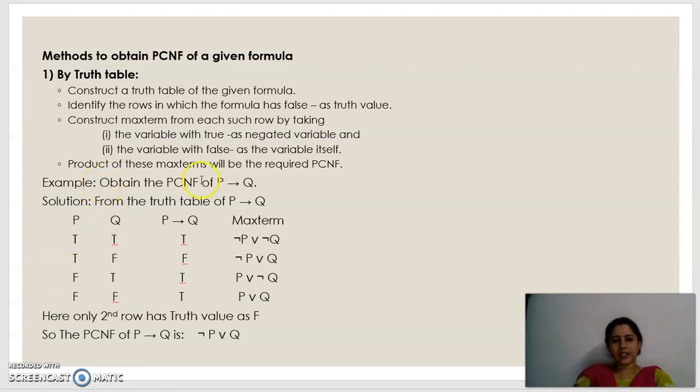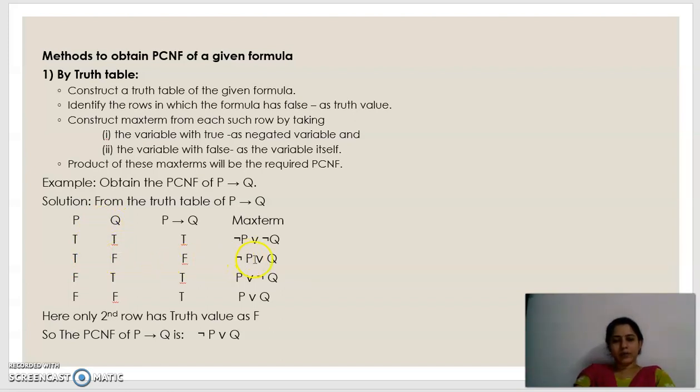Example: find out the PCNF of P condition Q. First construct the truth table, P, Q, and P condition Q. In PCNF we consider only the false value. P condition Q is false in the second row. So consider only the second row. In that second row, the P value is true and the Q value is false. Here you have to take the reverse of these P and Q values. Means for P you take false and for Q you take true. P false means not P and Q true means Q.